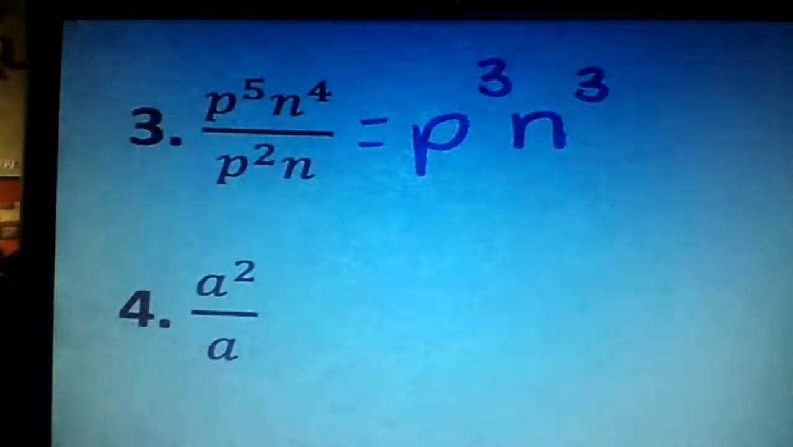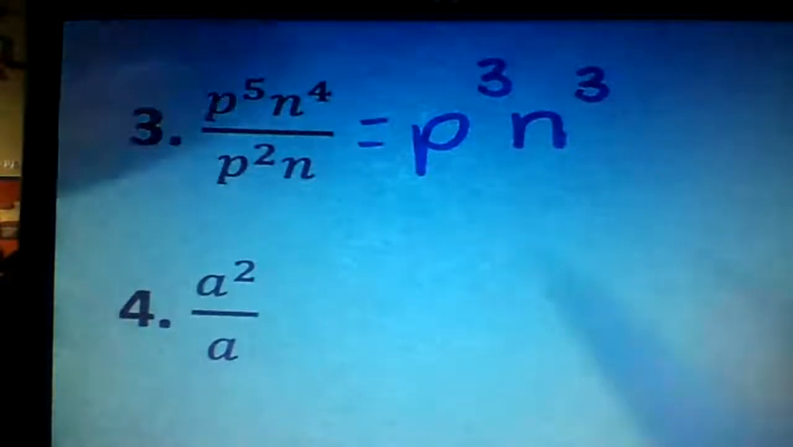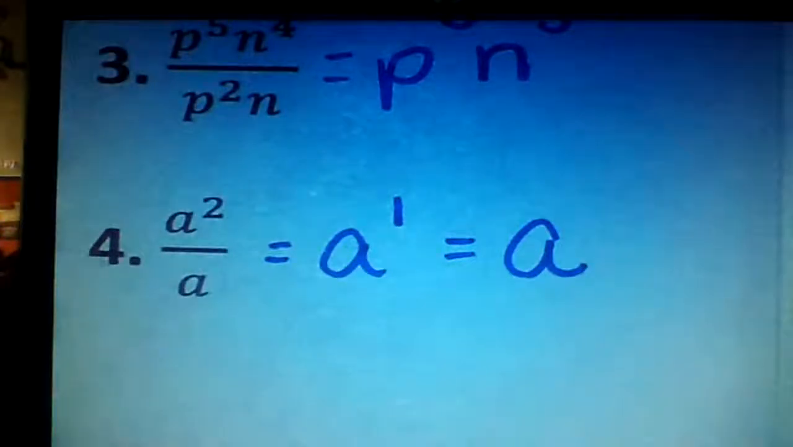Okay, so number 4. A to the second over a to the first. Technically it's a to the first, which is the same thing as a. They're both the same thing. Just know that if it's an exponent of 1, they're not going to write it. The exponent of 1 just means I have a.